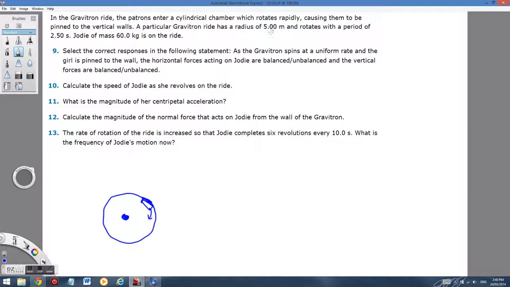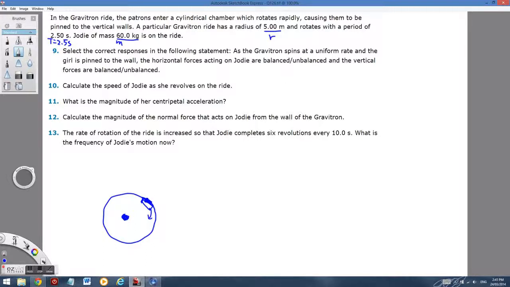Okay, and if we can say the radius will be 5 and the period is 2.5 seconds. The mass of Jody will be 6 kilograms. Now let's read the question. As the gravitron spins at a uniform rate, the girl is pinned on the wall. Well, it's pinned, it means it's stationary. The horizontal forces acting on Jody are balanced or not balanced?